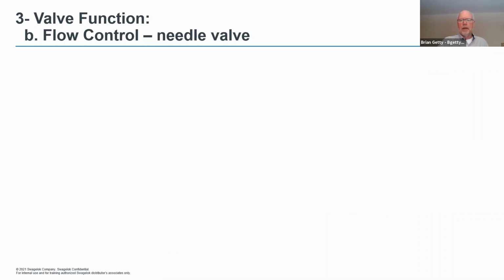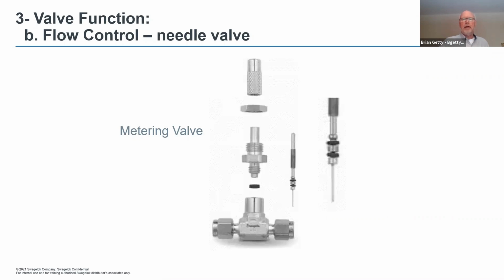Let me get to here. This one here is an extreme case of a regulating stem tip. I'm going to call it an extreme case. This is what we call a fine metering valve. You can see this section here. This section here is your regulating stem tip. But you can see how long that is. The longer it is, the more control you have over your flow.